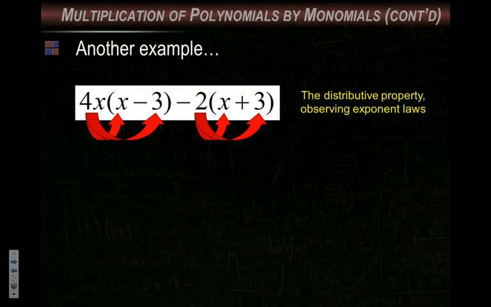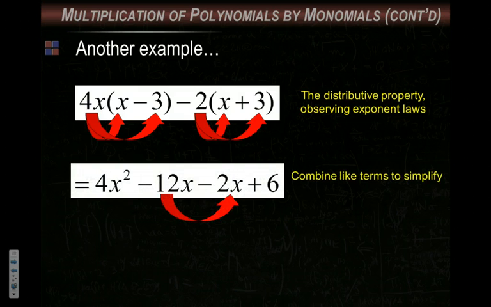What's another way of writing x times x? X squared. What's 4x times x? 4x squared. Okay, we just kicked it up a notch. It's getting a little harder.